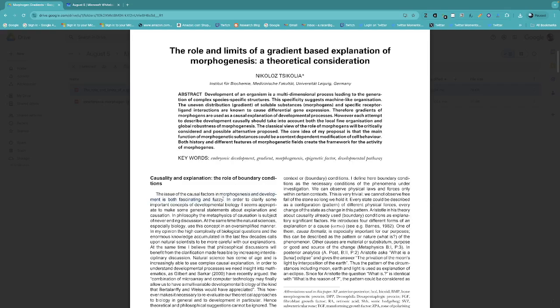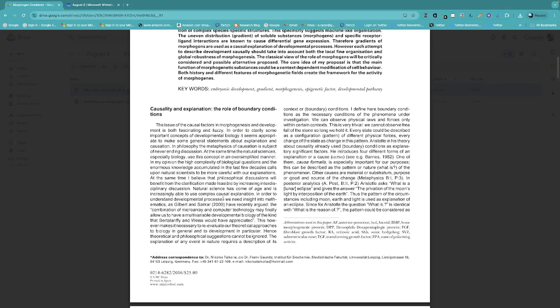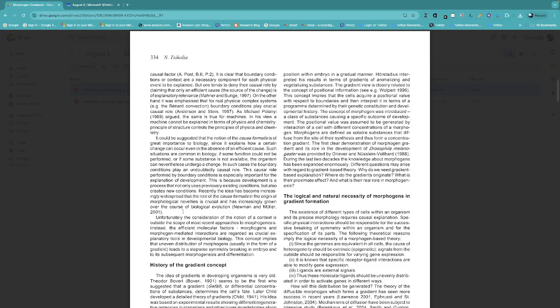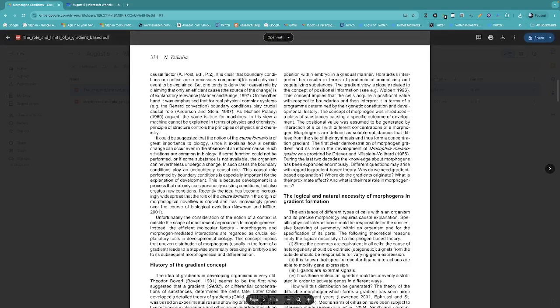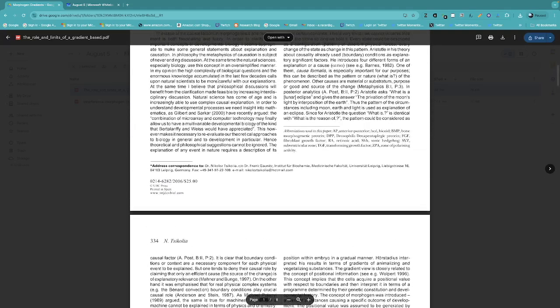So this talks a little bit about causality and explanation and boundary conditions. The issue of the causal factors in morphogenesis and development is both fascinating and fuzzy. So we talk about causal factors maybe in an oversimplified manner, and so we have to think a little bit more deeply about these causal factors and how they play a role. So he talks a lot about causality and how it operates in morphogenesis.